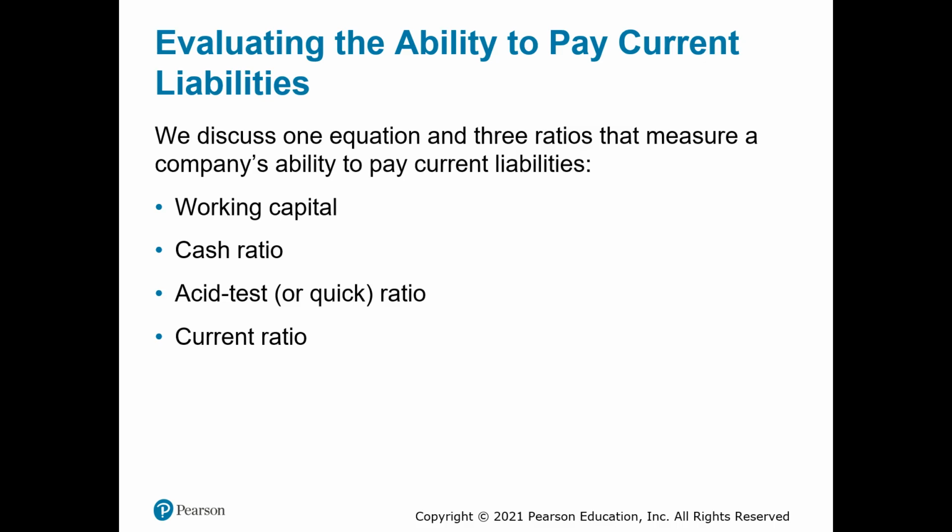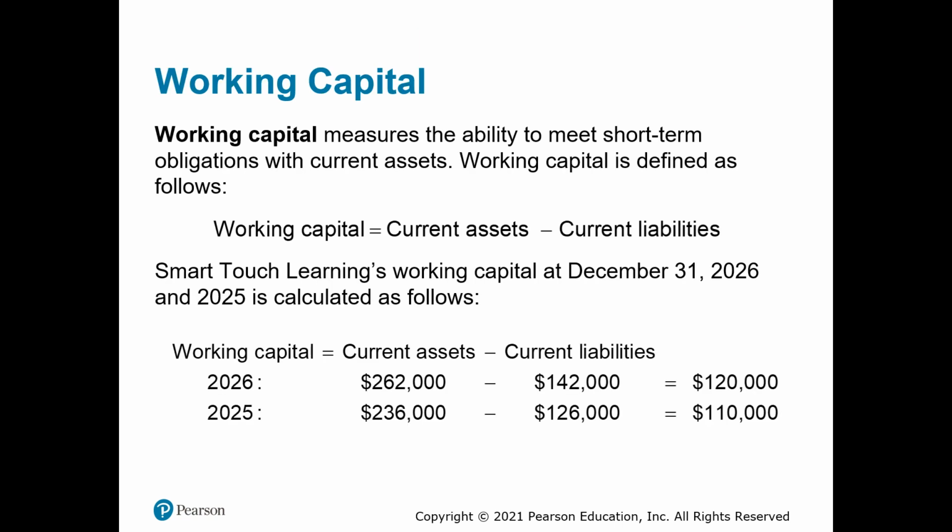Well, we can look at 4 different metrics in this case to figure that out. We have working capital, the cash ratio, the acid test ratio, also called the quick ratio, and the current ratio. Let's go by them one by one. Working capital simply measures the excess amount of current assets you have, the amount of stuff that you expect to convert to cash within the next year, above the current liabilities, the stuff that you're going to have to pay for within the next year. And the formula is simply that. Working capital is current assets minus current liabilities.